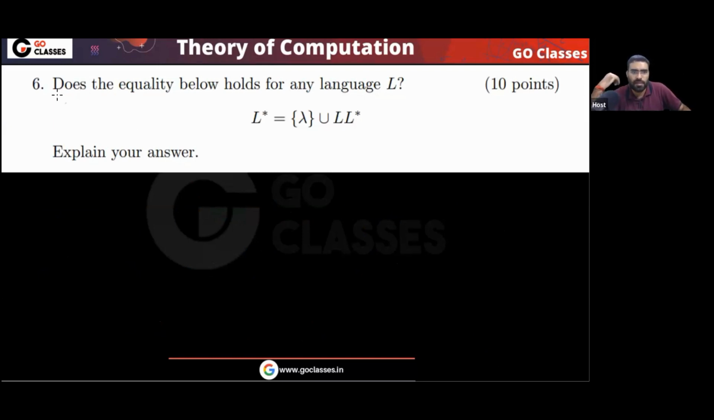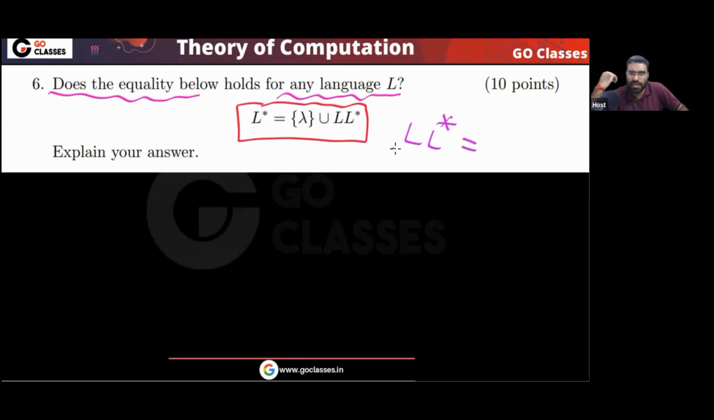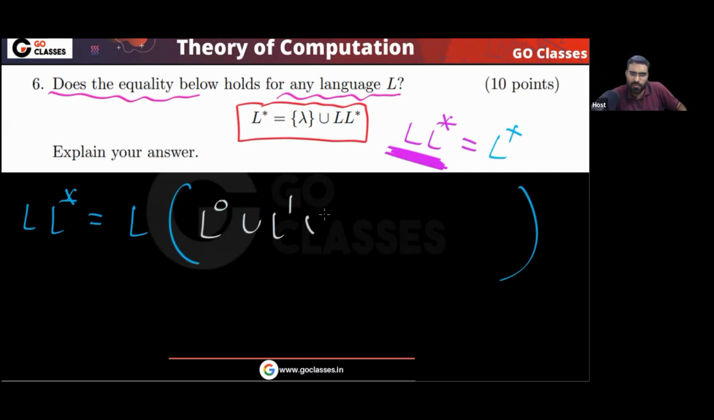Tell me, does this equality hold for any language? For any language, is it true? First of all, you tell me what is LL star. Tell me what is LL star. That is L plus. Yes or no? Because remember, L star is L power 0, union L power 1, union L power 2, union L power 3, and so on. So tell me what is LL star?